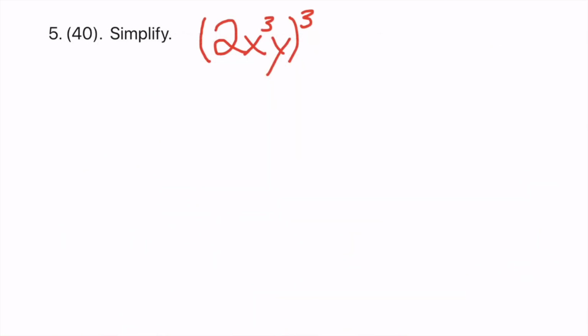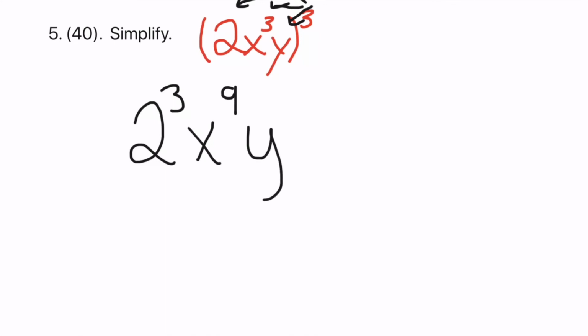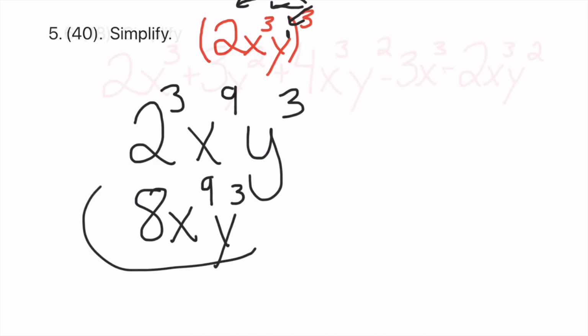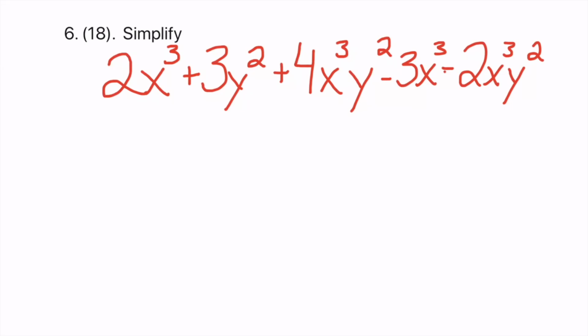Number 5, simplify. So remember, this is a power raised to a power, so we need to distribute this exponent of 3 to every single thing in our parentheses. So we have 2 cubed, and then we have x. Now remember your rules. When you have a power raised to a power, you multiply. So that's 3 times 3, x to the 9th. And then we have y. This is really y to the 1, so 1 times 3 is 3. Not quite done yet. We can still simplify the 2 to the 3rd. So our final answer is 8x^9y cubed.